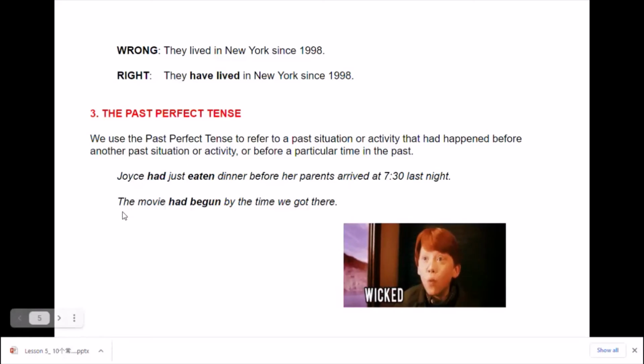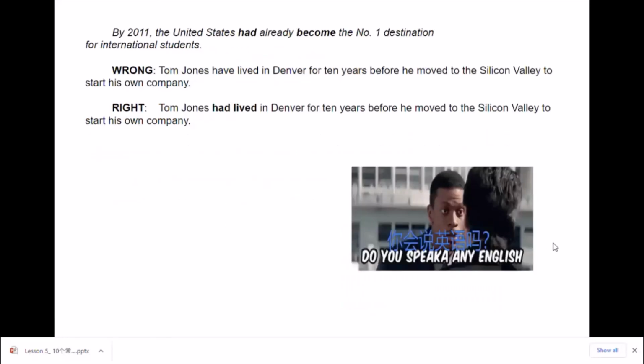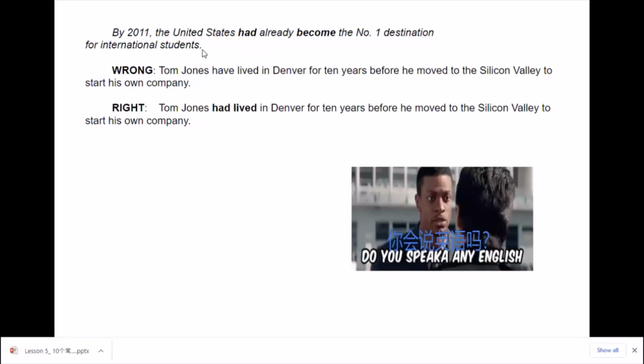Number 2, the movie had begun by the time we got over there. We got to the theater, right? But the movie had begun. So that's called the past before the past. Okay? Let's look at another example. By 2011, the United States had already become the #1 destination for international students.